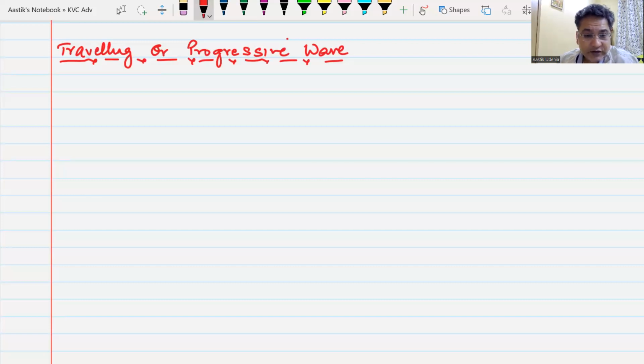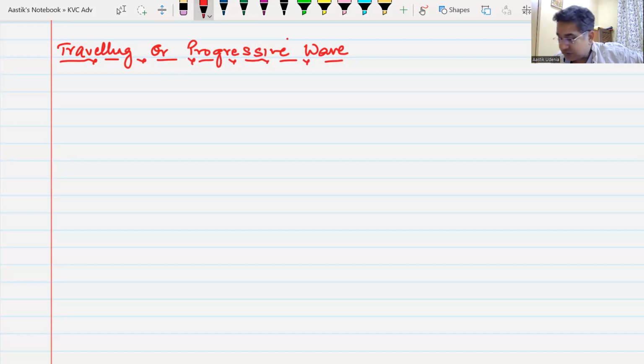But here we have to write the equation of a wave, which should tell us the position of all particles in the medium at all times. Do we understand this? There is not a single particle that is moving. There are a lot of particles that are moving.